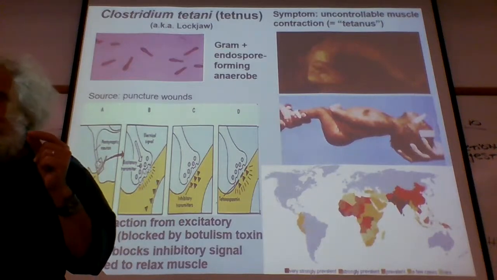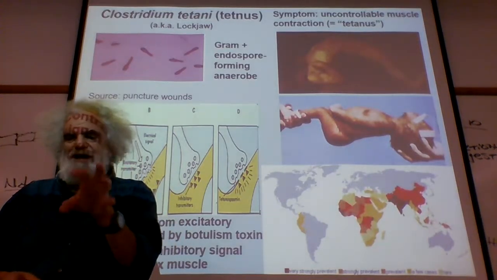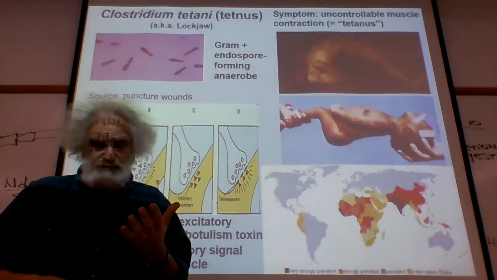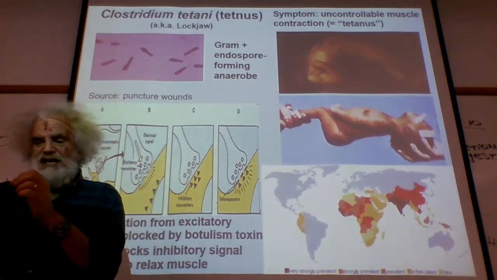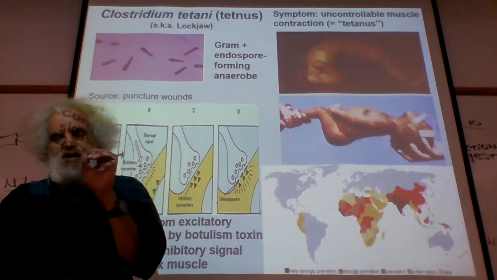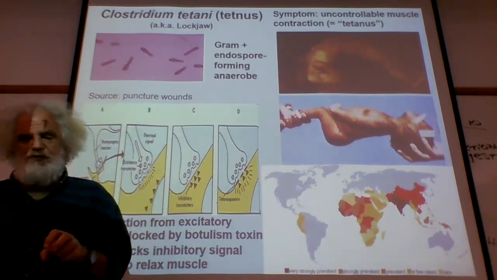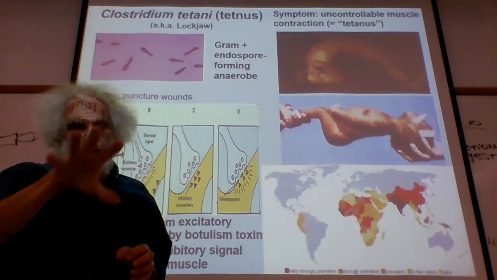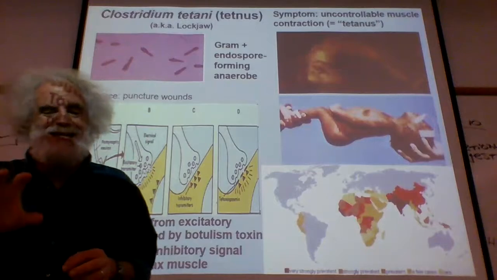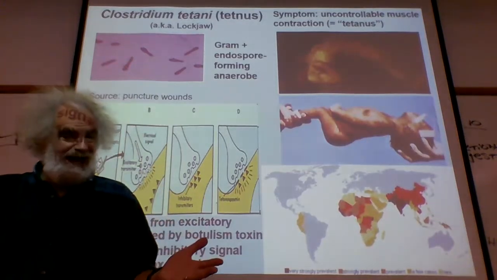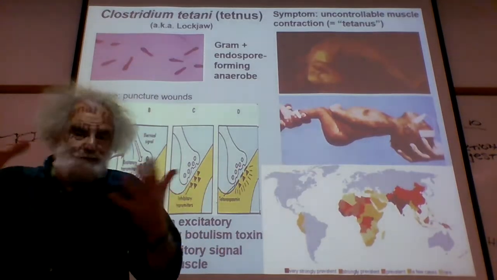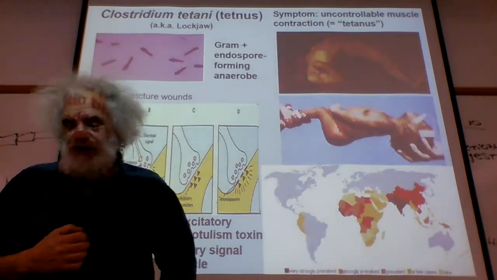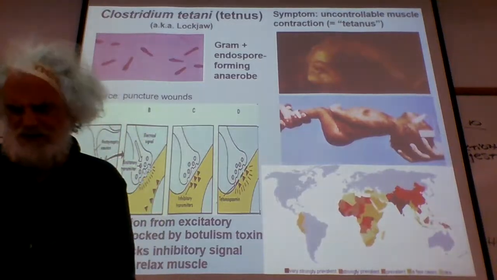So the contraction from excitatory signals is being blocked by botulism toxin, but this is inhibiting the signal needed to relax muscles. So rather than blocking the signals that cause muscles to contract, thereby relaxing them, this is blocking signals that would cause muscles to relax. And so it is pretty much the opposite effect of this incredible tightening and contraction of your muscles. Be very, very uncomfortable.